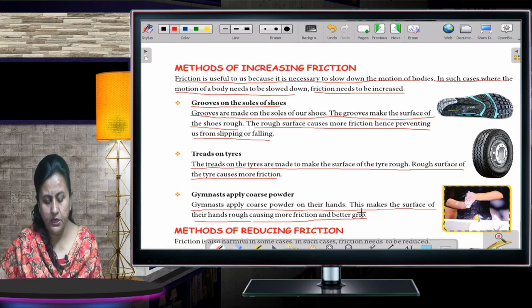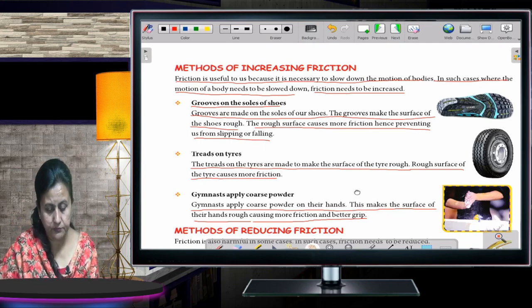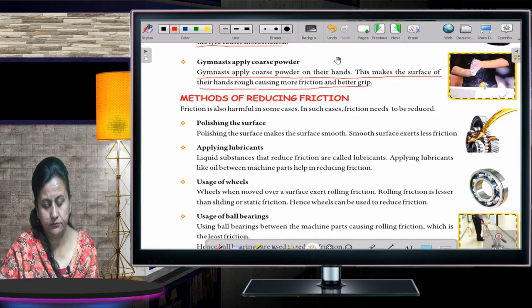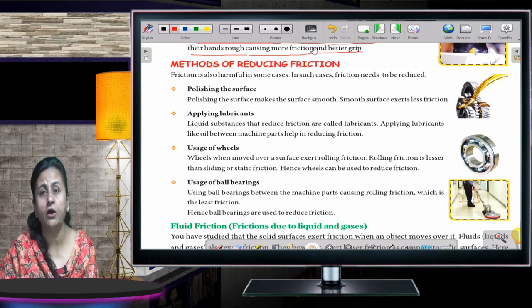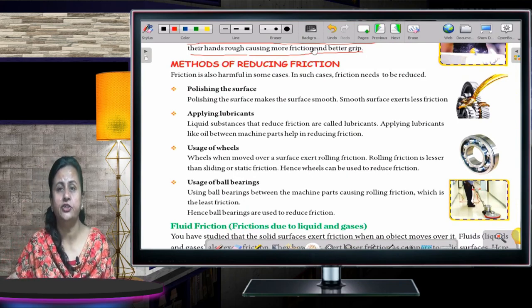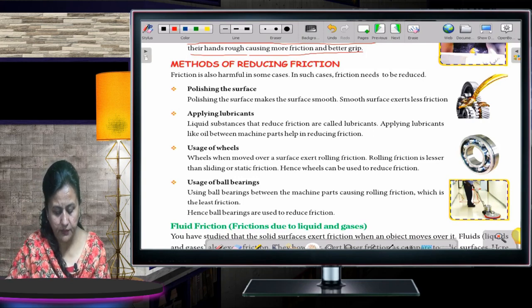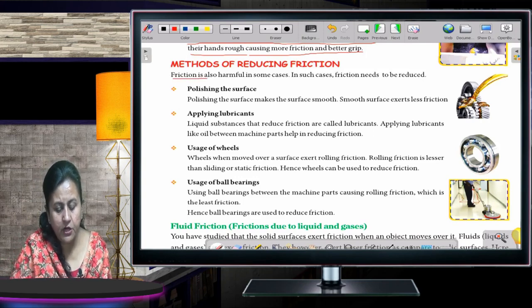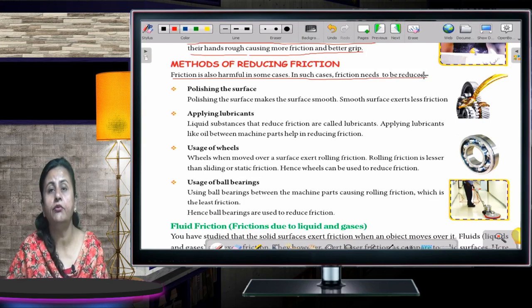Okay, so now what are the methods of reducing friction? How can you reduce friction? Now I'm going to tell you the different methods of how you can reduce friction. Just now I told you how you can increase it, now how you can decrease it. Okay. Friction is also harmful in some cases. In such cases, friction needs to be reduced.